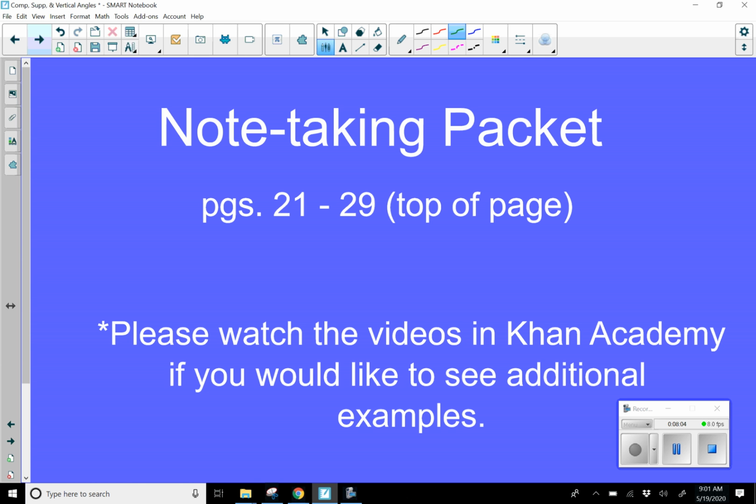Okay, that does it for those 4 skills. The correlating note-taking packet pages are pages 21 through 29, just the top of the page. Again, you can also watch the videos in Khan Academy if you would like to see additional examples.